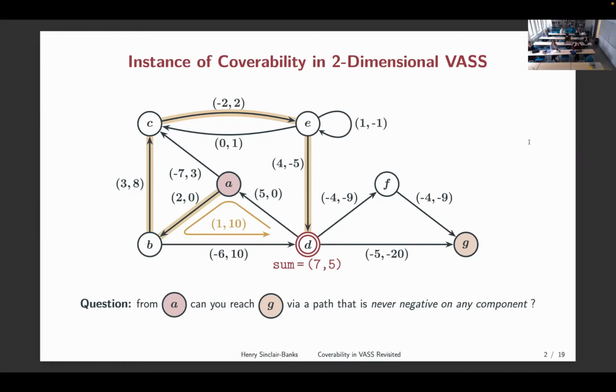You get 1 on the first component, right? Because you get +5, +2, and then -6, and you get 10 on the second component. And so actually, I can just take the cycle as many times as I like. I can pump both components to arbitrary values. Turns out that just doing this twice is fine. I get to values 9 and 25. And from here, I can take either via F or directly to G. And I'm happy. This is a positive instance of the coverability problem in vector addition systems with states.